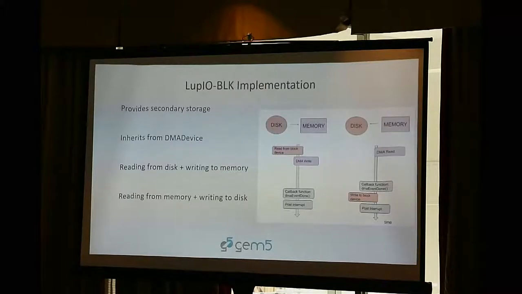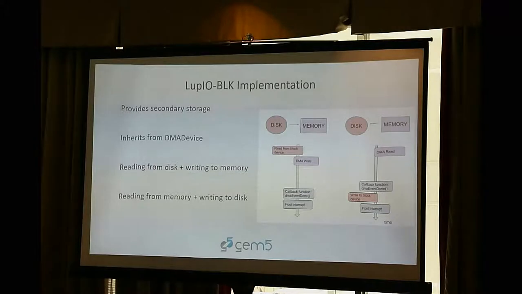Next, we can look at the Loop I/O block device, which provides secondary storage to the system. And interestingly enough, it was the only device that we implemented that didn't use the basic PIO device class. It instead inherited from the DMA device class, which allowed us to do extra reads and writes from memory. And the 2 main functionalities are shown on the screen here. You can read from your disk image, the disk image that you provide your simulation, and write this information to memory. And the process is shown here.